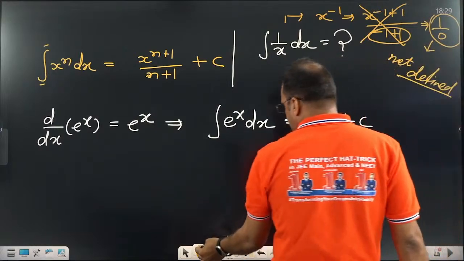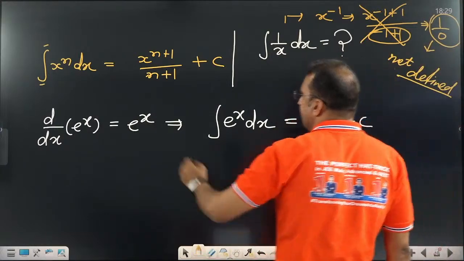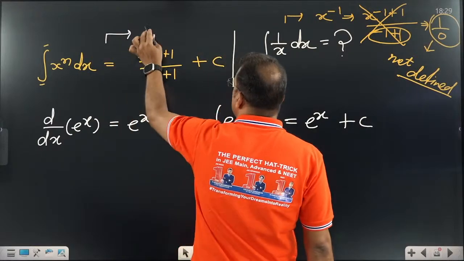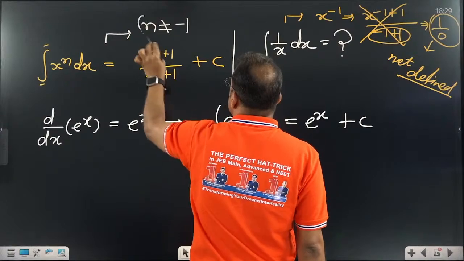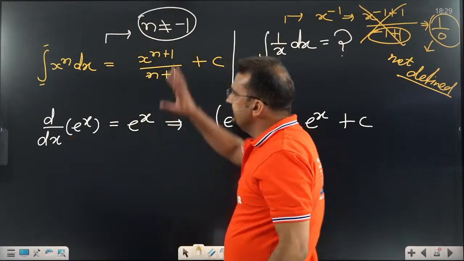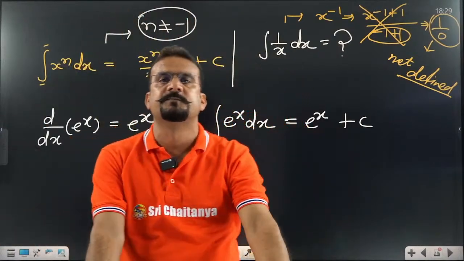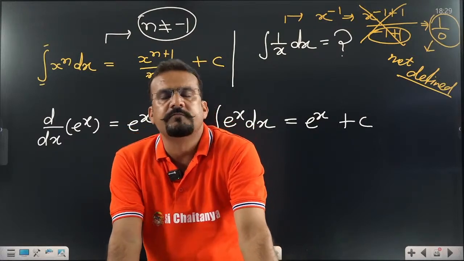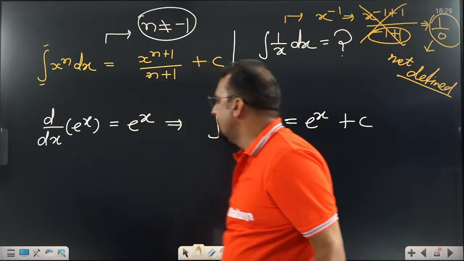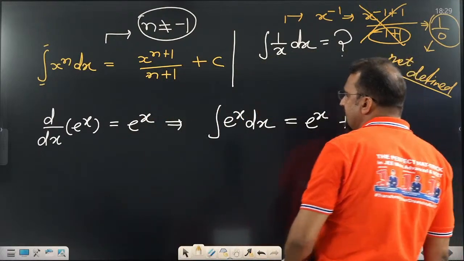That's why whenever you remember this formula, wherever you see this formula in any textbook, you will find n should not be equal to minus 1. Means this formula is valid for all the functions, but n does not equal minus 1. Means n equal to minus 1, it's not defined. That's why this is a specific function.